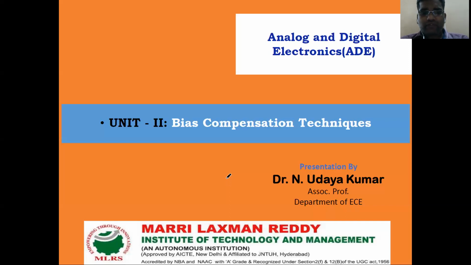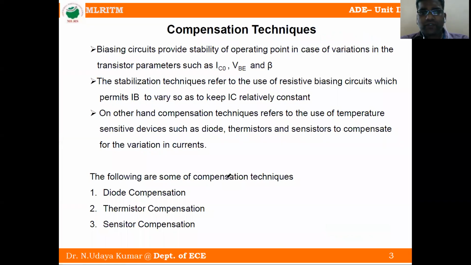So today we will see the compensation techniques. Compensation techniques refer to the use of temperature sensitive devices such as diodes, thermistors, sensistors and so on to compensate for the variations in the currents. So these are the compensation techniques.